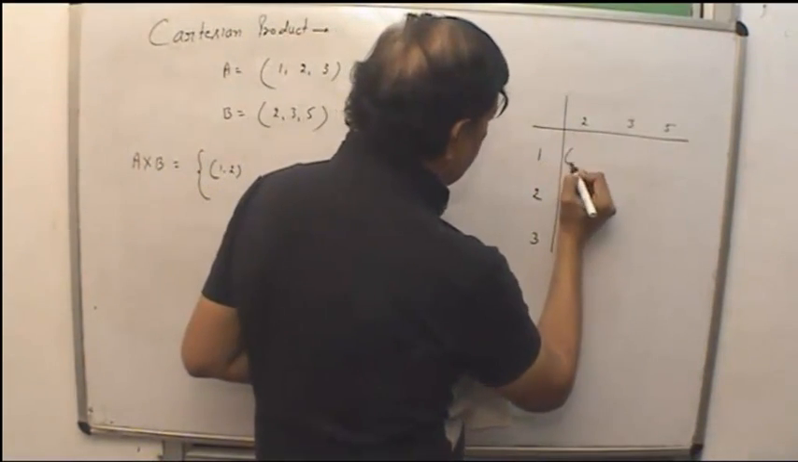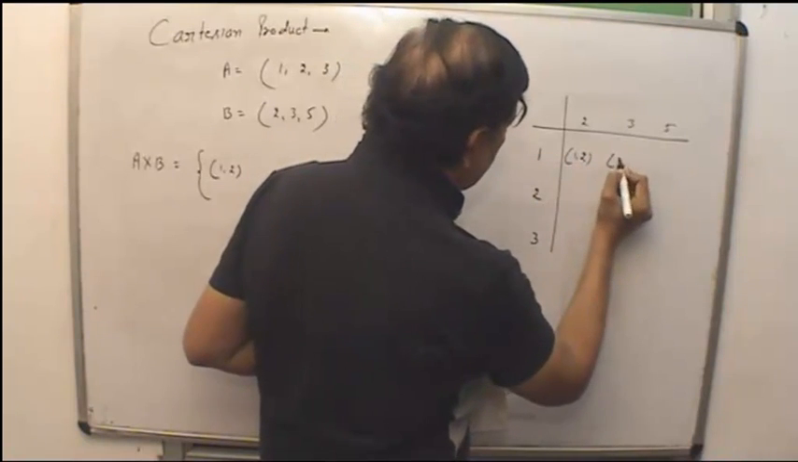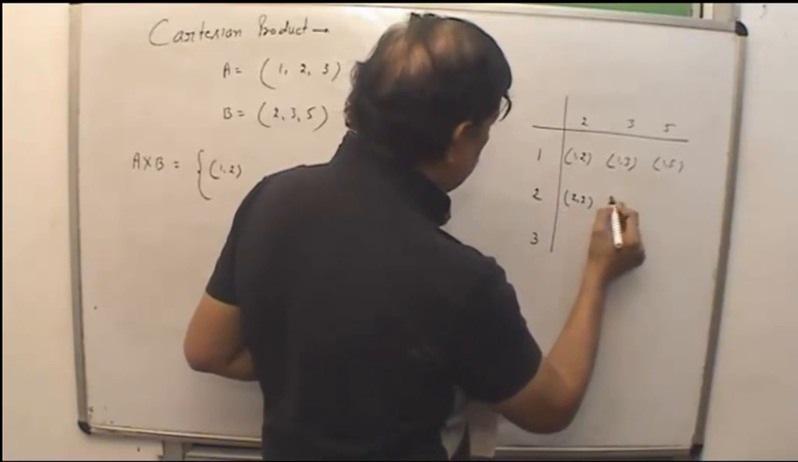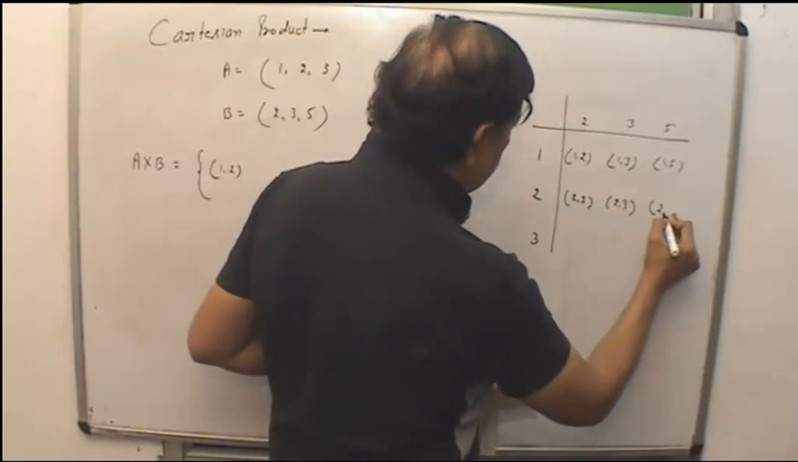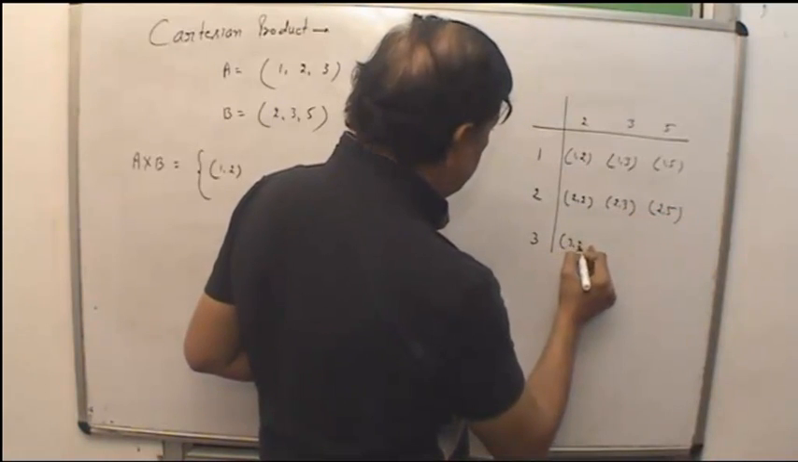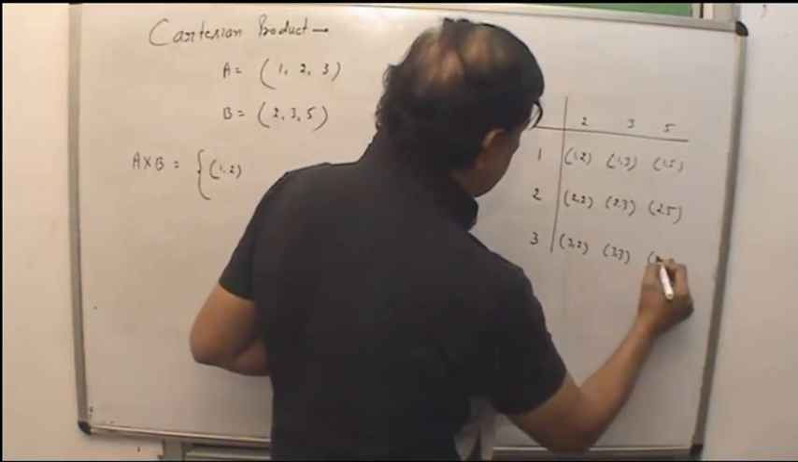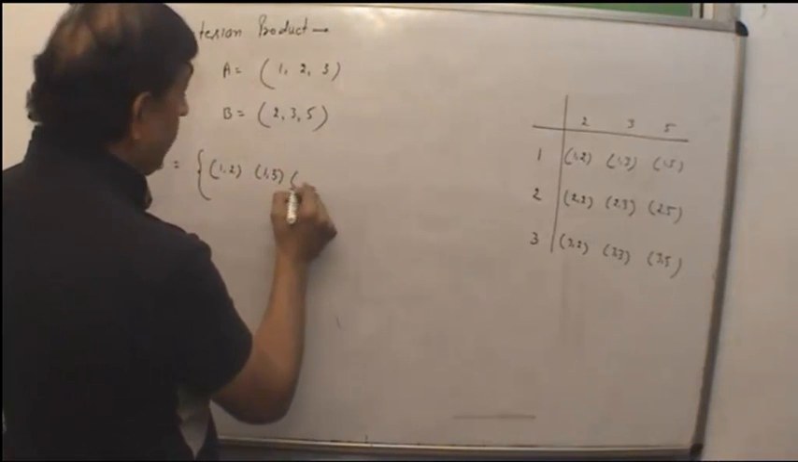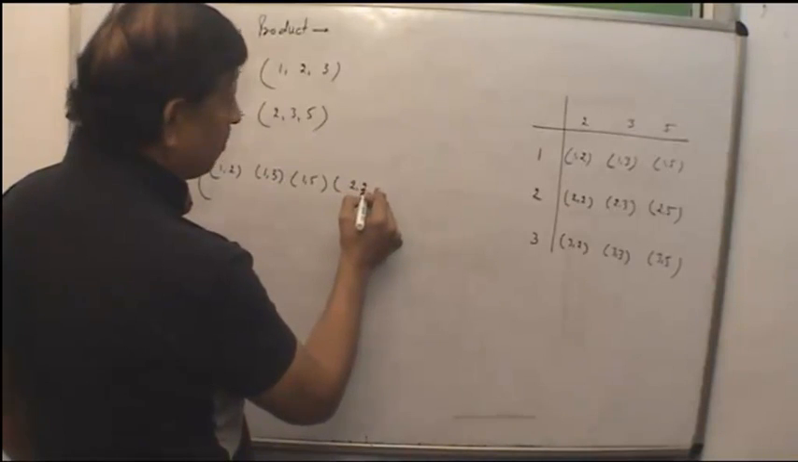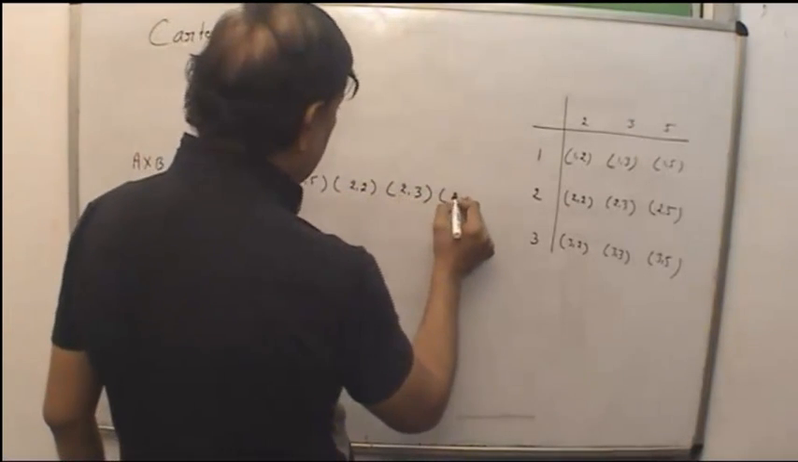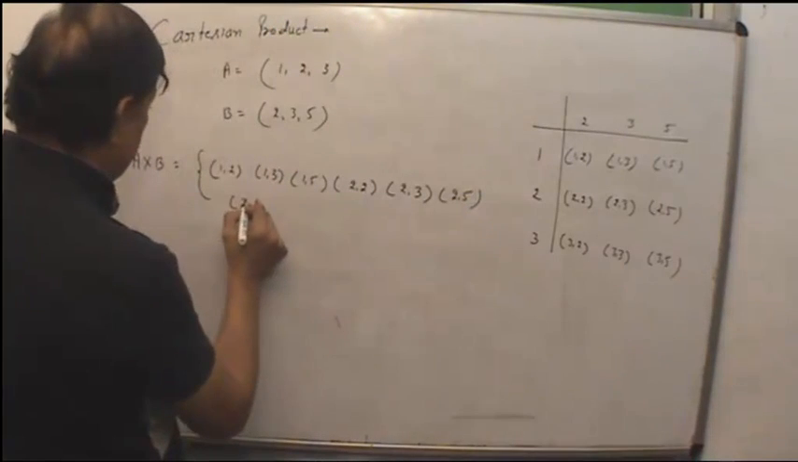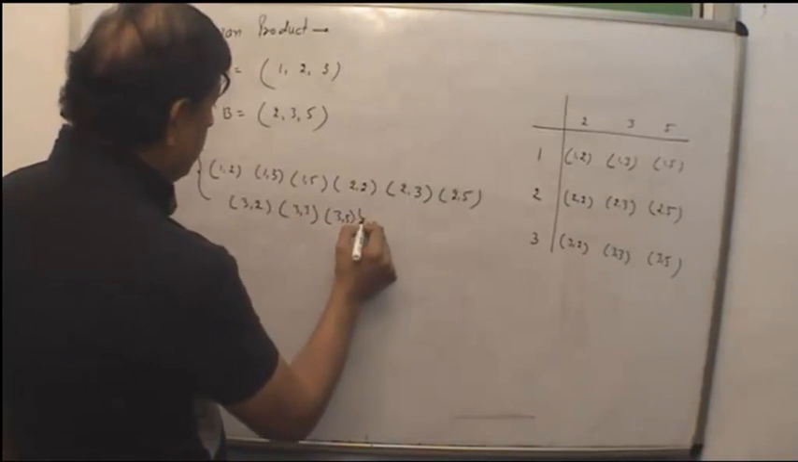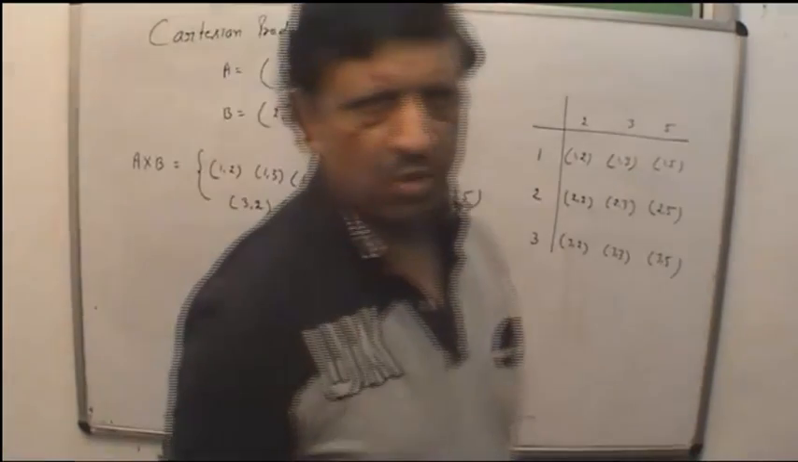With this we write 1,2; 1,3; 1,5; 2,2; 2,3; 2,5; 3,2; 3,3 and 3,5. That is the Cartesian product of the two sets.